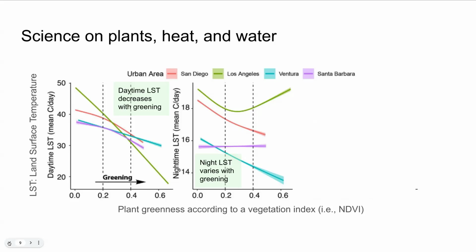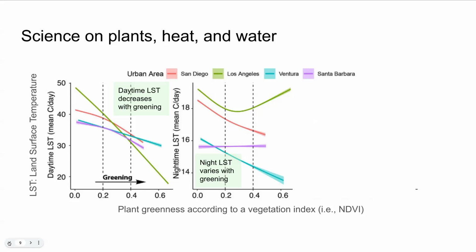And all this plot is saying is that when you move from low amounts of green on the left to high amounts of green on the right, parcels of land get cooler. The line is going down. The lines are simply different cities over which these data were summarized. So if you look at the red line, that's San Diego.